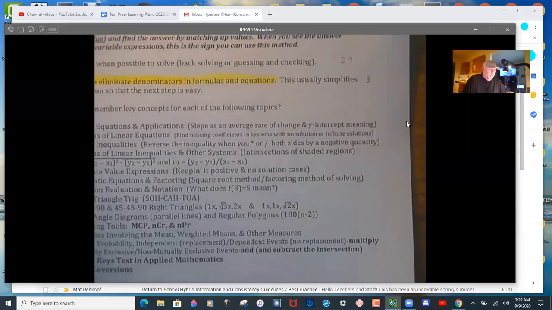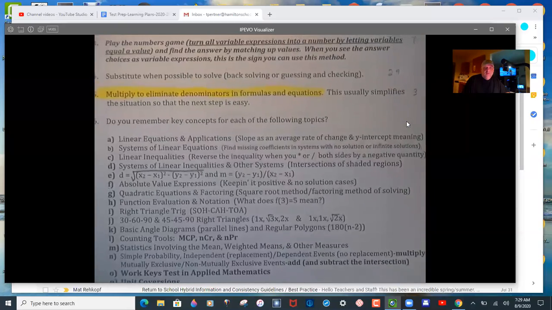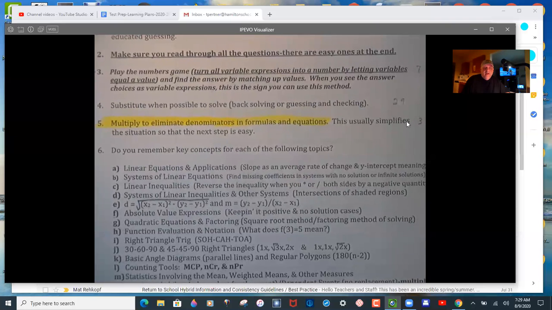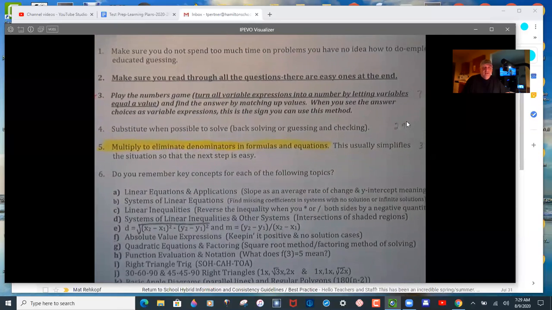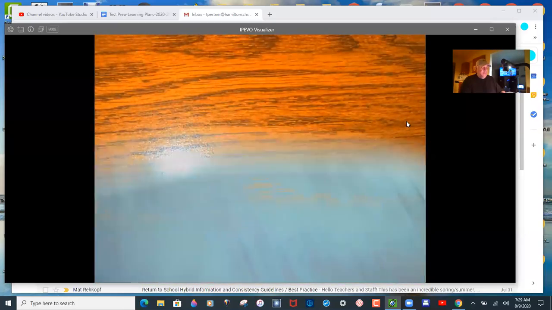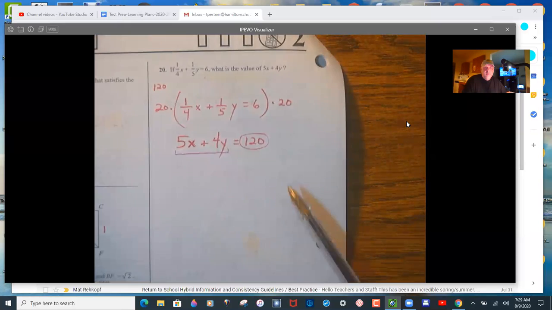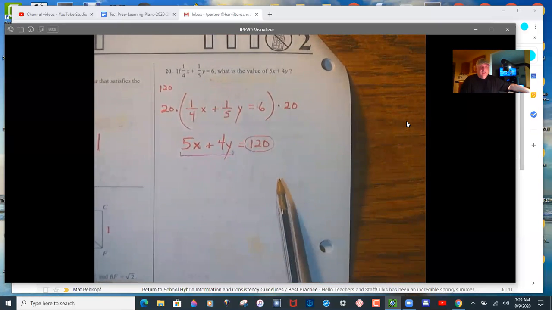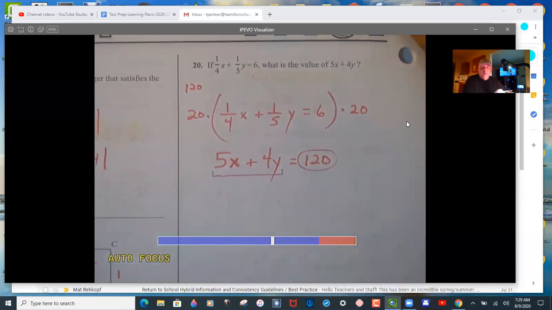Number 4, substitute when possible. This is the guess and check way. And number 5, multiply to eliminate denominators. This is huge, and you're going to find that as you look through these videos, this is a huge strategy on some of these. So here's a test problem. If 1/4 x plus 1/5 y is 6, what is the value of 5x plus 4y?